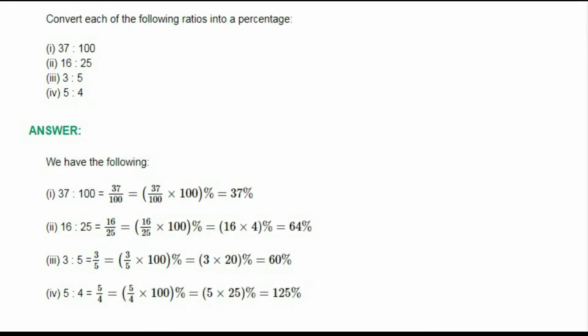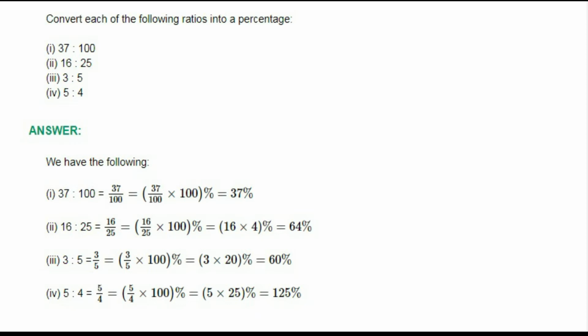In the reverse process, we can also convert the ratio form to a percentage form. How? Suppose 37 is to 100. So 37 is to 100 means 37 by 100. If we are converting to a percentage form, we have to multiply it with 100. So 37 by 100 into 100, that is 37%, right?